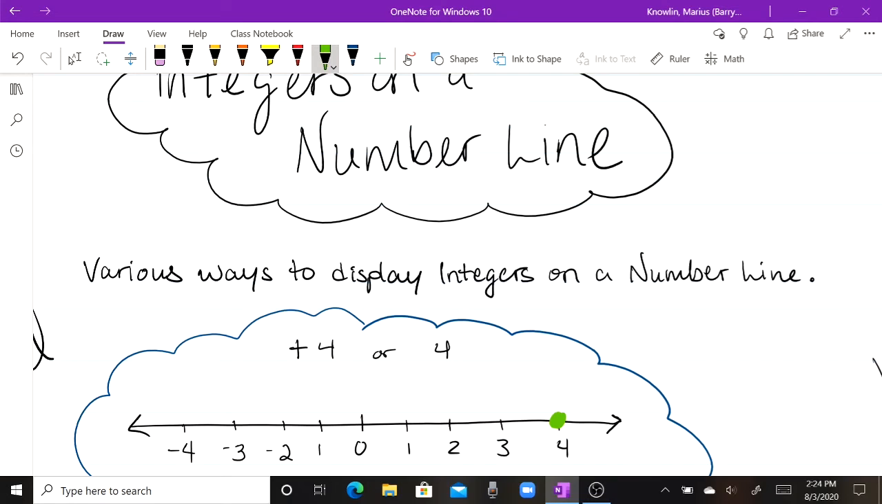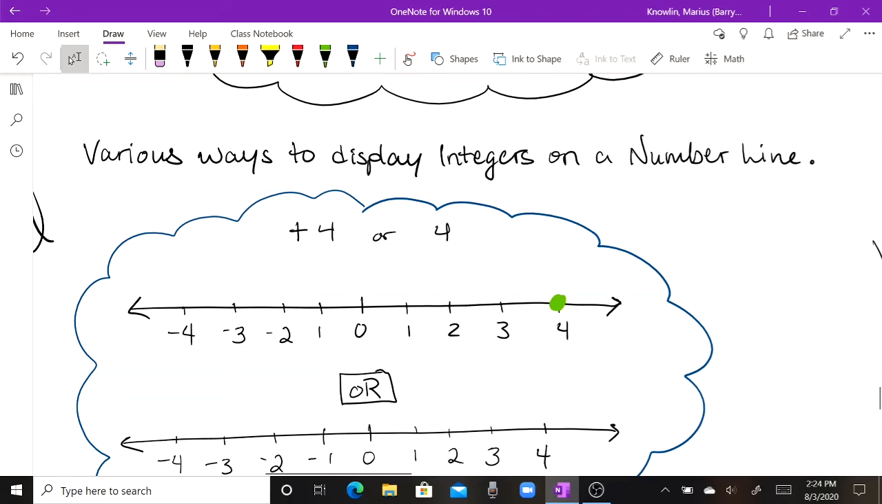Another way a number line is used to display numbers is by using an arrow. But you would have to use an arrow that starts at 0 and ends, or stops, at that number, such as that. So that's another way you may see information about positives and negatives being displayed on a number line.